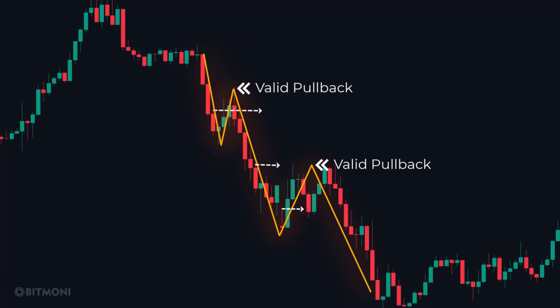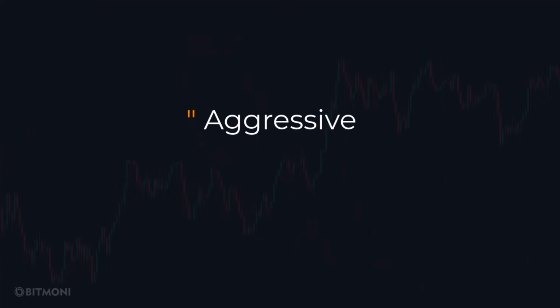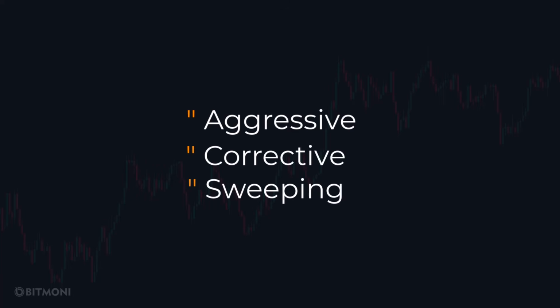Now that we've covered the foundational ideas around pullbacks in the first part of this video, we can confidently identify valid pullbacks in the market. In this second section, we'll explore more advanced concepts, including different types of pullbacks that traders often encounter and the trading strategies associated with them. Pullbacks generally fall into 3 main categories: aggressive pullbacks, corrective pullbacks, and sweeping pullbacks. Let's break down each type and examine how they can strengthen your trading approach.